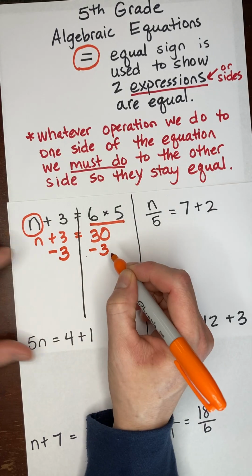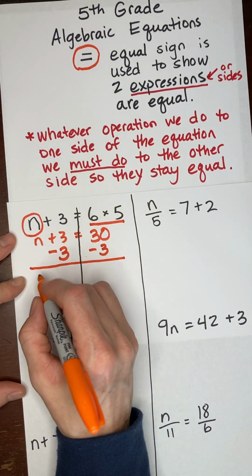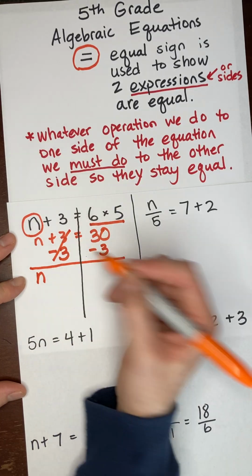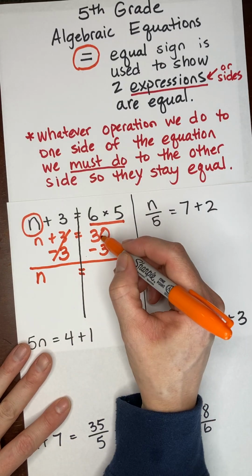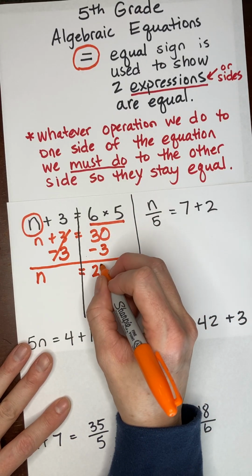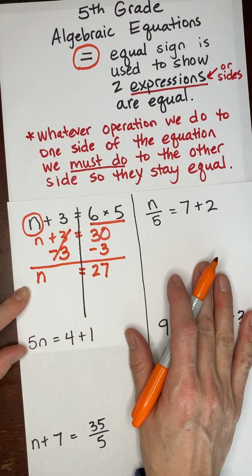So let's minus 3. Okay, I like to draw a line across. And then we have n. Okay, 3 minus 3, that's 0, right? And that was why we did it. Keep my equal sign. 30 minus 3 is 27. So our final answer is n equals 27.